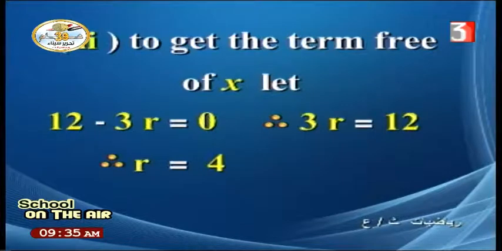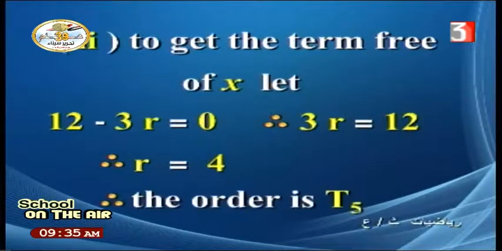T5. Why? When r equals 4, the term is T5. Why? Because the general term is T(r plus 1). In this case, r equals 4, then the term free of x must be T5. The answer is T5.